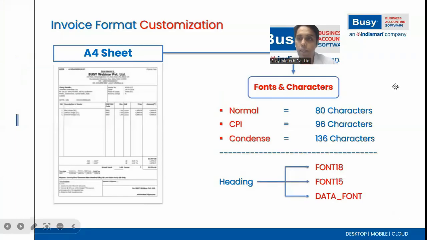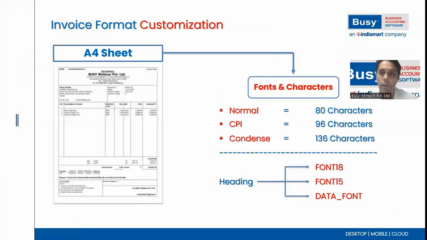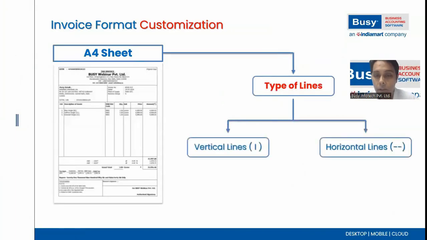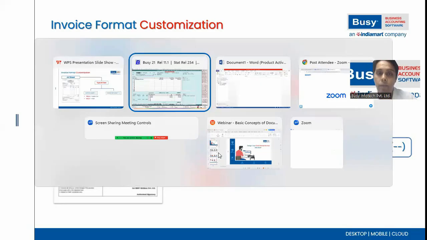Okay, coming to the next slide, that is type of line. Now we will discuss the type of line. There are two types of line. One is called vertical line and another one is called horizontal line. Under vertical line we have certain commands, like BLVA, that means busy line vertical auto, where A means auto cut, and BLVF means busy line vertical full. What is the difference between auto and full? Let me show you practically.